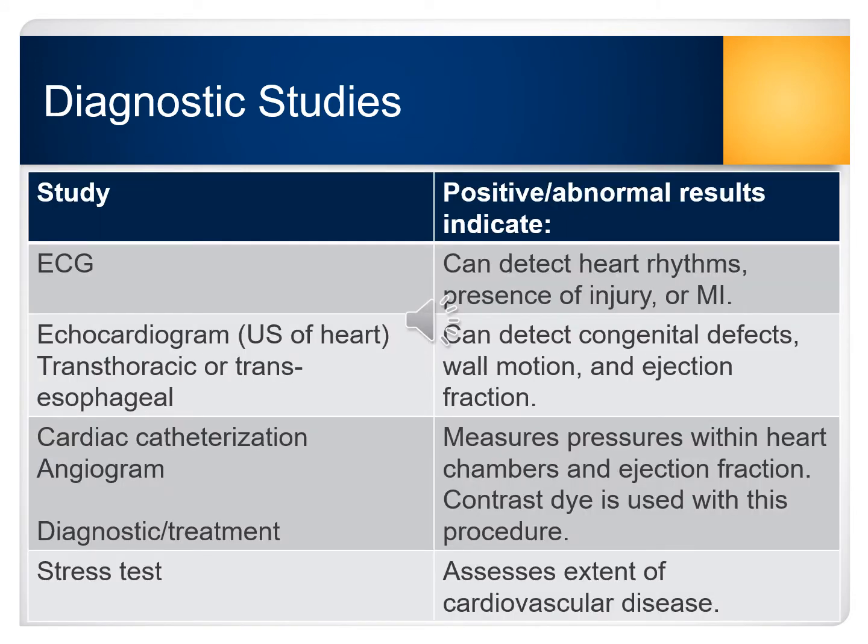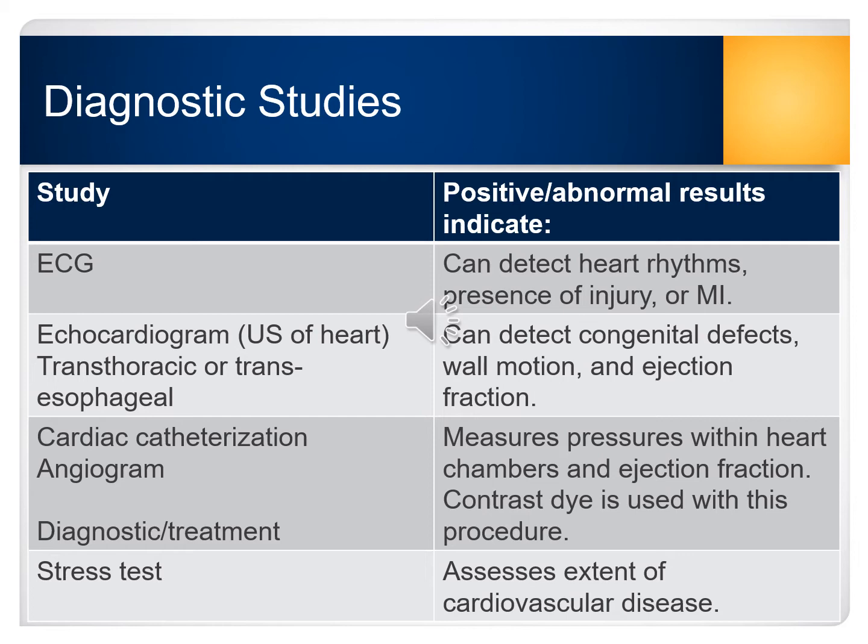Additional diagnostic studies can include ECG, which some people refer to as EKG, but this can determine abnormal heart rhythms. It can determine if there has been myocardial injury or if the patient has had a myocardial infarction. An echocardiogram is an ultrasound of the heart, and this can look for congenital defects, wall motion, and will also determine the patient's ejection fraction. This can be done transthoracic or transesophageal.